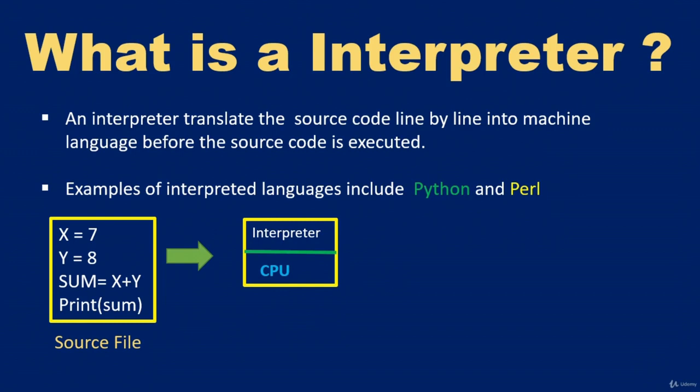So for example, it would do x equals 7, compile that and run it. You do y equals 8, it will translate or convert that and then run it. It does it line by line, in comparison to a compiler that compiles the whole code into machine code before it executes. In the case of an interpreter, it does it line by line, and then eventually it will produce the result.